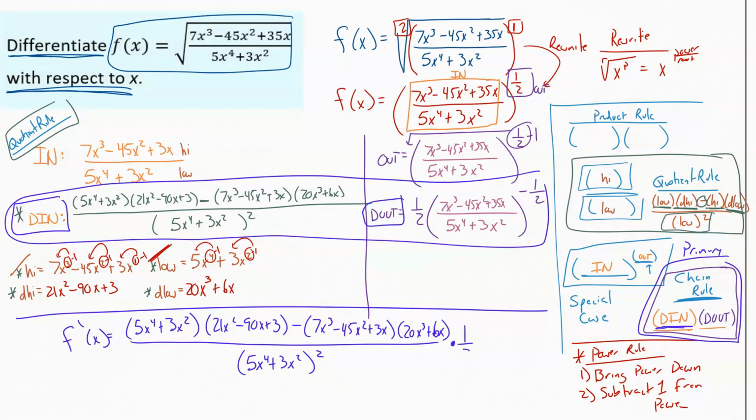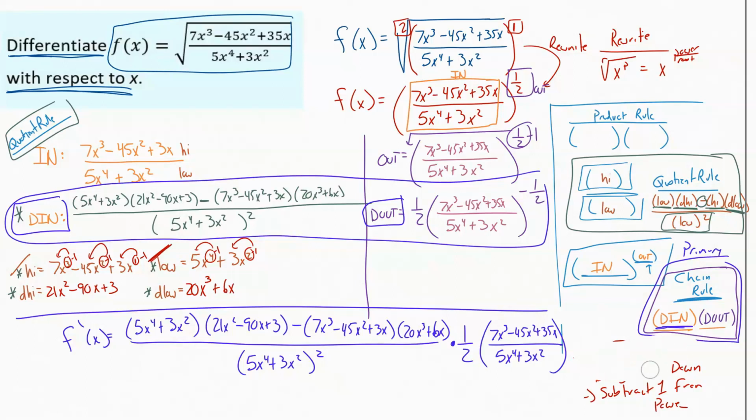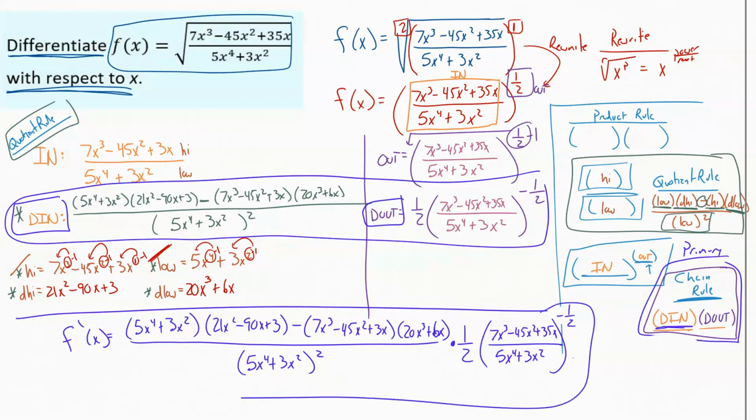So that'll be 1/2 parentheses, leave all that stuff alone, then over 5x to the fourth plus 3x squared. And then all of that, get this stuff out of our way here. We're done with the power rule now. All of that is to the negative 1/2 power. And that's your derivative. You're done.